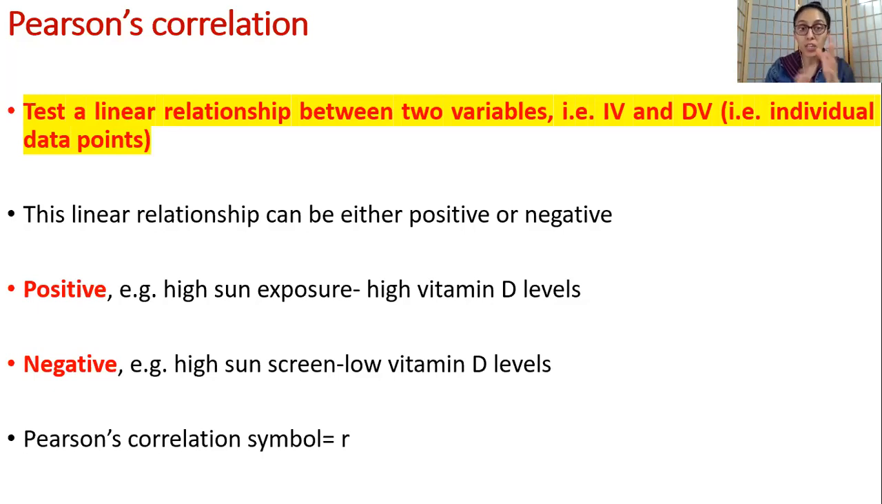All right. So positive association can be something like this, which is high sun exposure, high vitamin D levels. Makes sense, right? Similarly, in a negative association, you can have high sunscreen usage, low vitamin D levels. And I'm talking about your blood levels of vitamin D when you do a blood test. All right. So makes sense. So you can have two sorts of association in Pearson's correlation. And the symbol for Pearson's correlation is a small letter r. All right. So it's an r.